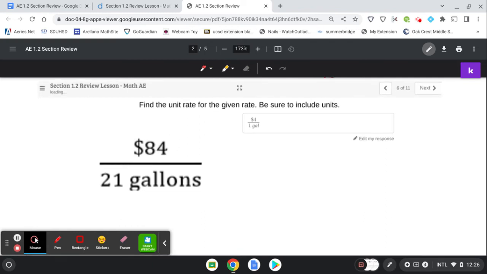So in slide 6, we're finding the unit rate for $84 for 21 gallons. So for this case, we want to figure out what is the price of 1 gallon. So to figure out the price of 1 gallon, 21 divided by 21 is 1. So now we divide 84 by 21, and that would be 4. So it's $4 for 1 gallon.